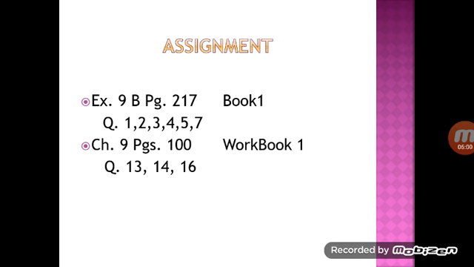Now the relevant questions that you can solve from book 1 and workbook 1 are given. From exercise 9b you can solve question numbers 1, 2, 3, 4, 5, 7, and from workbook 1 you can solve question numbers 13, 14 and 16. After this lesson you can solve all these questions, and for your queries you can ask in the comments.